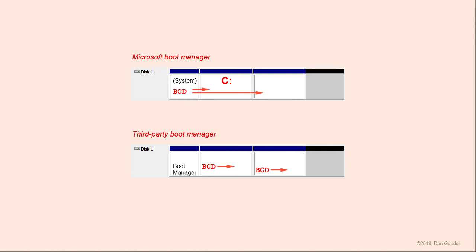With a third-party boot manager, each OS partition has its own single-entry BCD, and the third-party boot manager in the startup partition uses its own proprietary menu to select which BCD to use. The boot manager manipulates the partition table or EFI partition on the fly to change the active partition, and often will make the partition hidden to hinder the active OS from tampering with it.